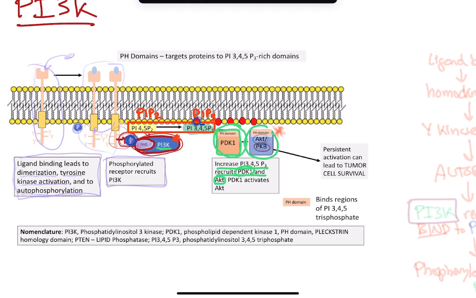And the PDK1 will activate the PKB. Right? It'll activate that AKT slash PKB. Take a second to just get that clear, okay?